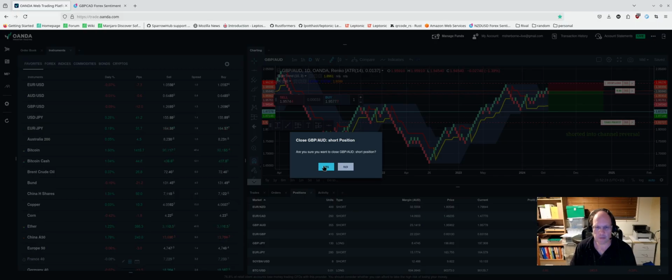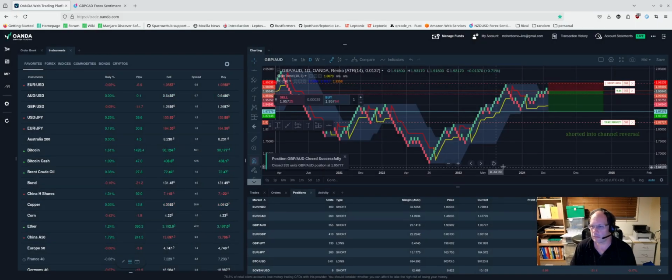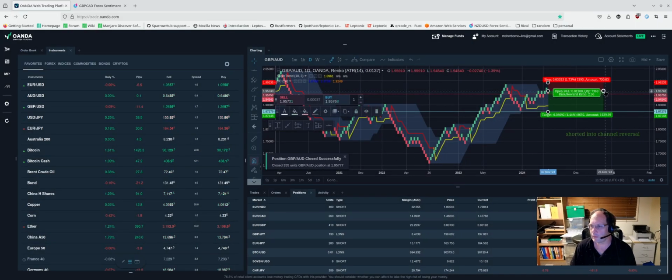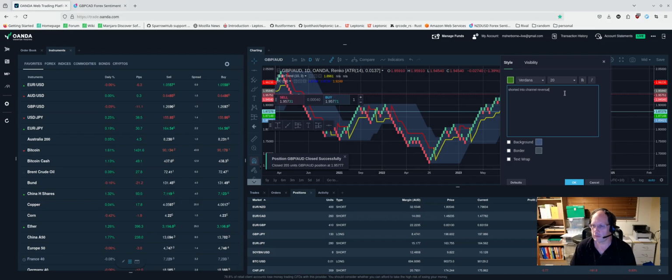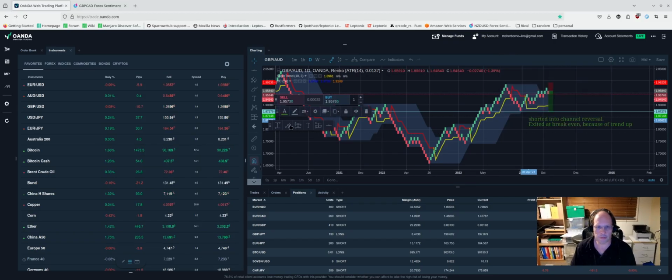Exit pound Aussie, done. Zip, and then exited at break even because of trend lines, trend up. And I'll draw that trend in now so I remember it for later. Bam, bam.